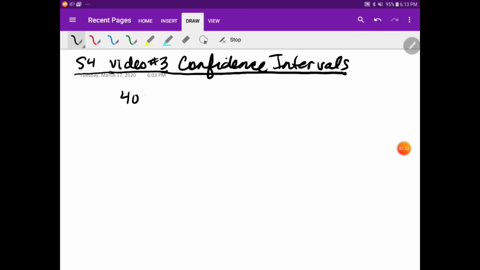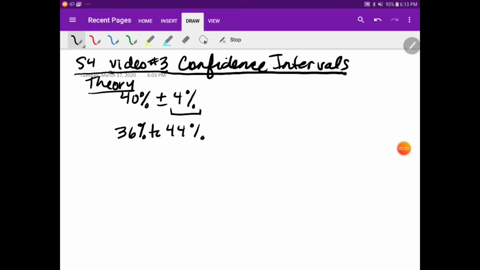So let me just write that. So this is just some basic theory. So say you have 40% plus or minus 4%. So you're basically saying I could be 4% wrong. Okay, so I might be wrong. I think it's 40%, but I'm not exactly sure. So the 40 plus 4% would be 44%. So 44% would vote for a certain candidate. And then 40 minus 4 would be 36% vote for a certain candidate.